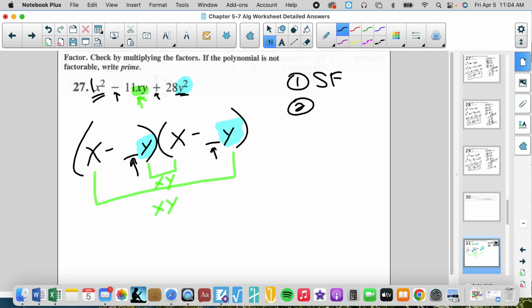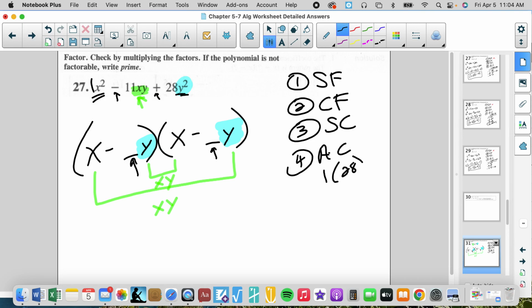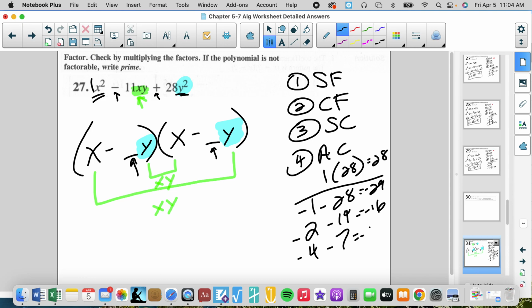Is it in standard form? Yes. Is there a common factor? No. Is it a special case? No. So we have to do a times c. A is 1, c is 28. Factors of 28: 1 and 28, 2 and 14, 3 no, 4 and 7. And that's it. Signs are the same. Both are negative. Negative 29, negative 16, negative 11. This is equal to my middle. So this is what we get.